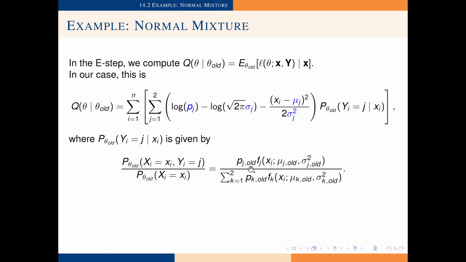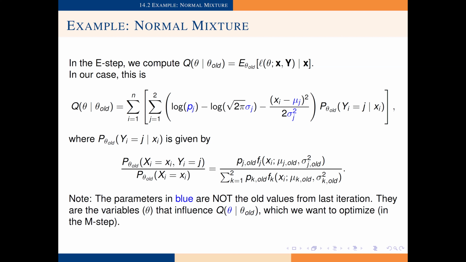So it's either p from the last iteration or 1 minus p, depending on whether your j is 1 or 2. Plus the normal PDF of the j class, j is 1 or 2, given the mean and variance estimate from the last iteration. And the denominator is essentially the sum over each possible class, right? In this case, j of either 1 or 2 of the p old times the corresponding normal density.